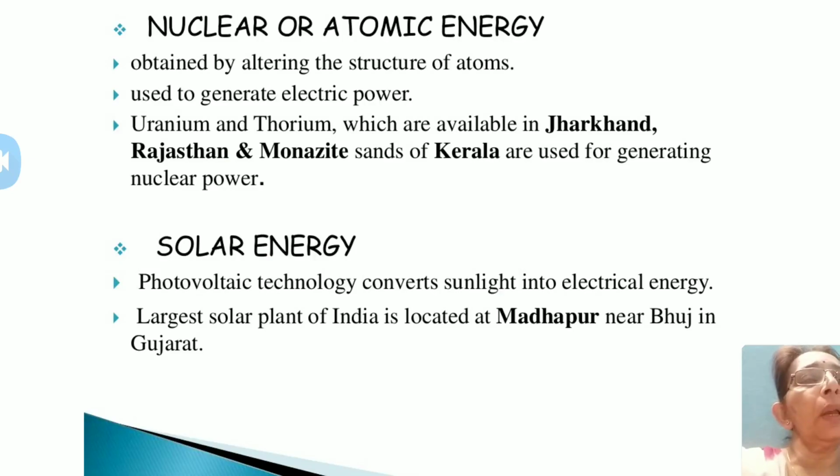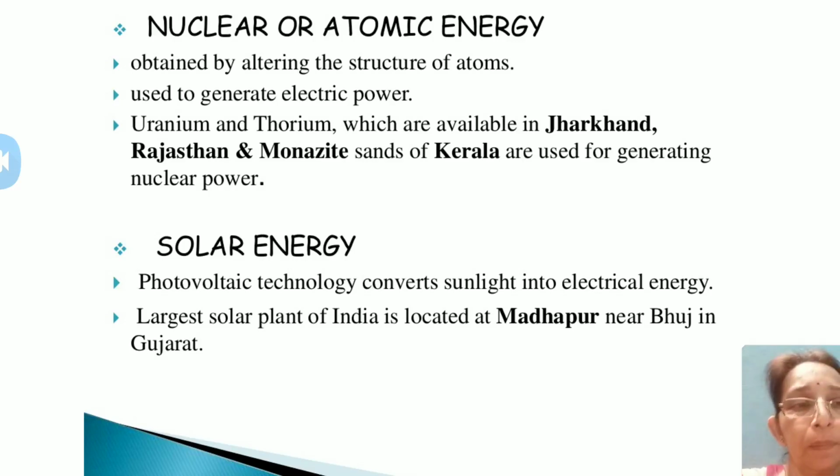Nuclear or atomic energy is a non-conventional energy obtained by altering the structure of atoms, used to generate electrical power. It is one of the cleanest energy resources. Uranium and thorium, which are available in Jharkhand and Rajasthan, and monazite sand of Kerala, are used for generating nuclear power.